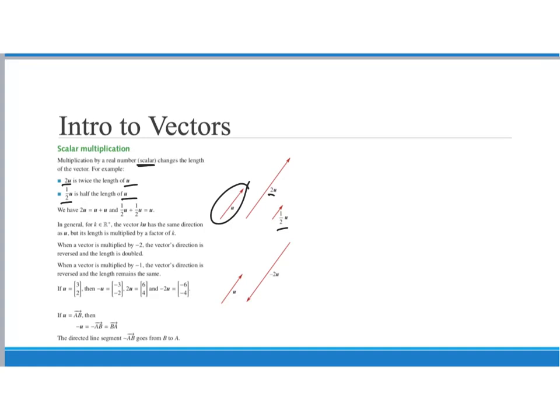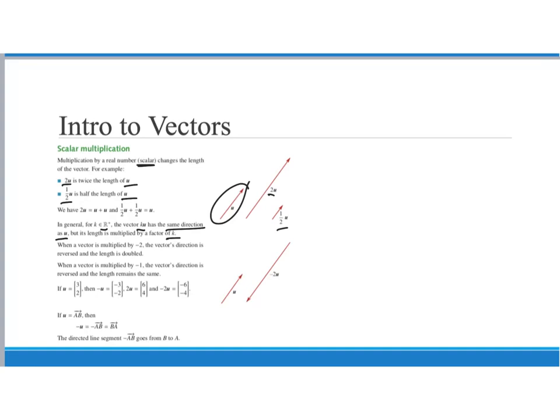In general, for k within R, where R means all real numbers, the vector ku has the same direction as u, but the length is multiplied by a factor of k. And this plus means that k needs to be positive, because if it was negative, the direction would actually change. I'm sure that's what they're going to talk about next. So k could be any positive number, and that means the vector will go in the same direction, but it will be a multiple of what it is.